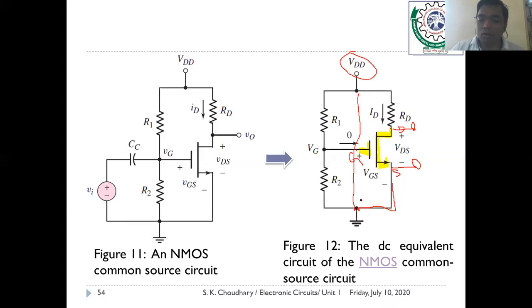Now, the left hand side of this partition. Again, we have to close the loop. It is very important. There is no open loop system in electronic circuits. We have to close this loop. So for closing this loop, we have to connect two resistors, R1 and R2.